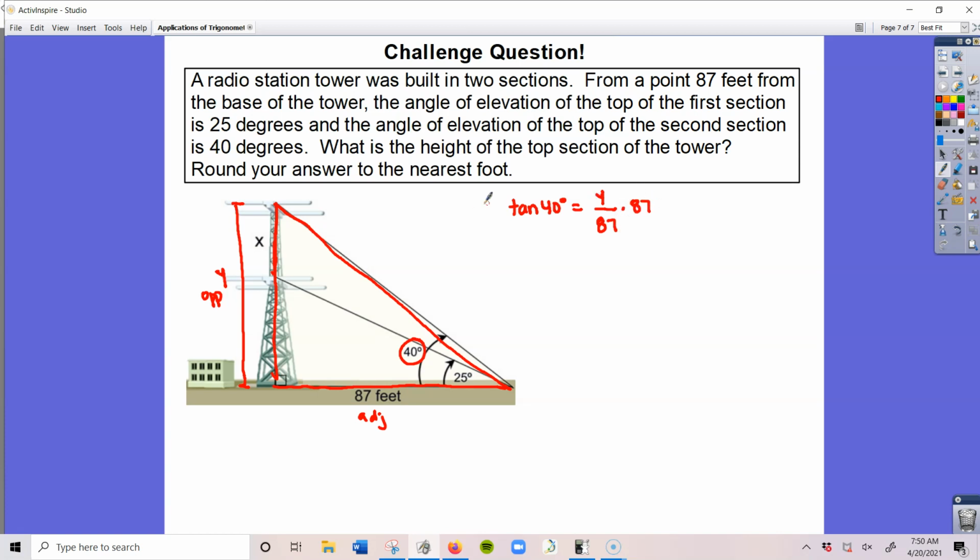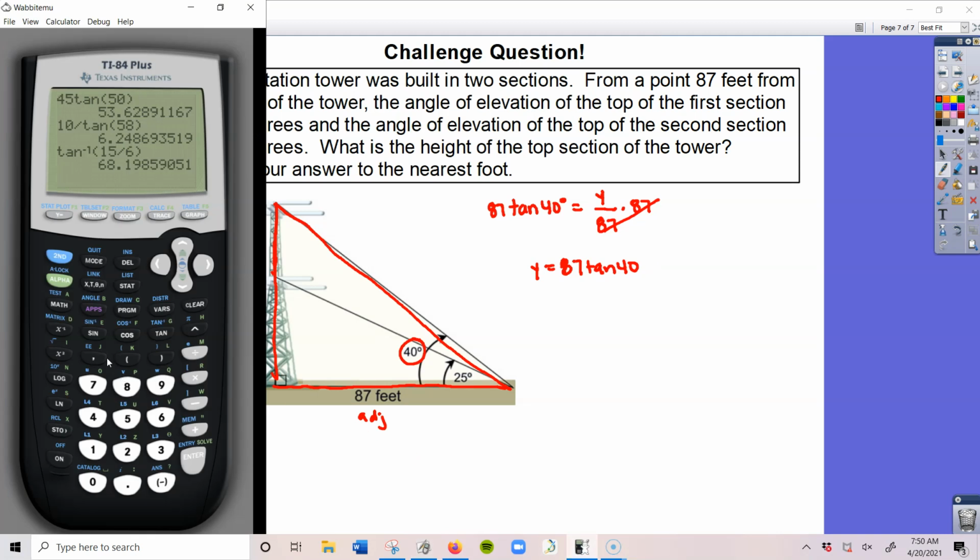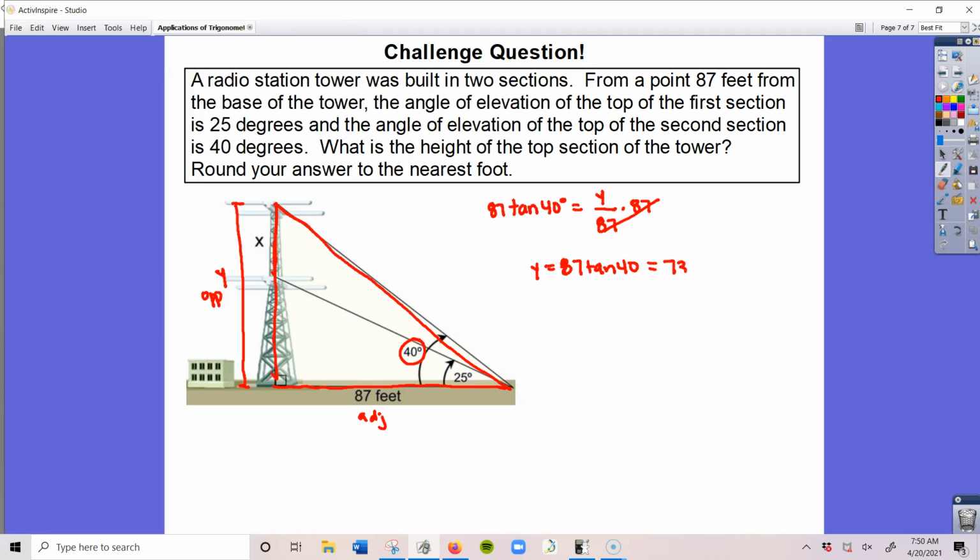Multiply 87 to both sides, and we get that y is equal to 87 times the tangent of 40. So let's get that number and set it aside. So 87 tangent of 40, and we get 73. So y is going to equal 73 feet.